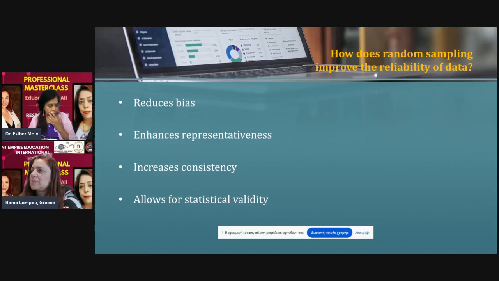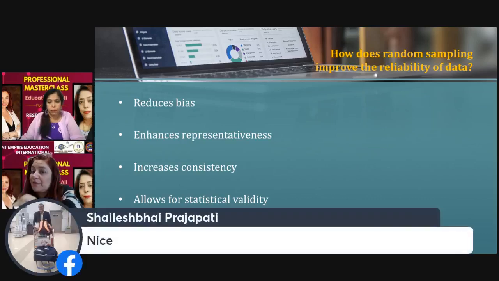If the sampling process is repeated multiple times, random sampling tends to produce similar results, which boosts the reliability, so the consistency of the data. It also allows for statistical validity because many statistical tests and confidence intervals assume random sampling. Using random samples lets researchers apply these methods to estimate the accuracy and precision of their findings. So we could say that random sampling helps ensure that the data collected is both fair and dependable, making conclusions drawn from it more trustworthy.